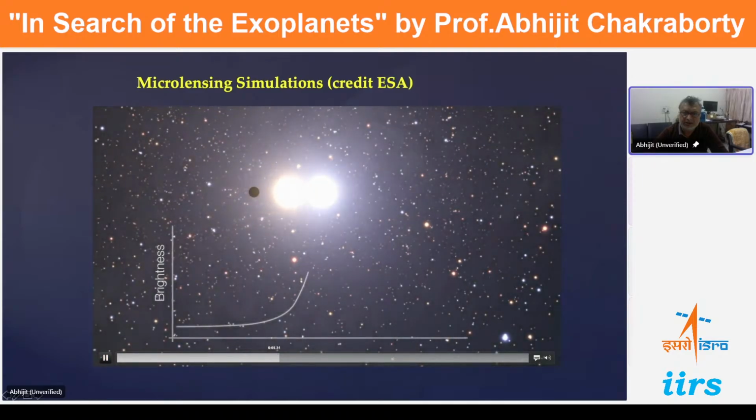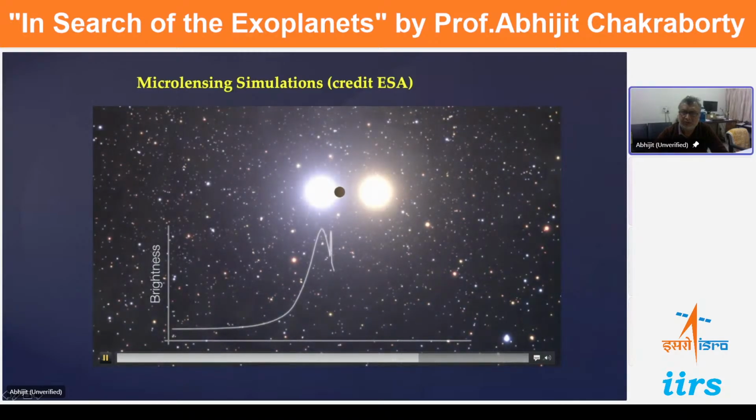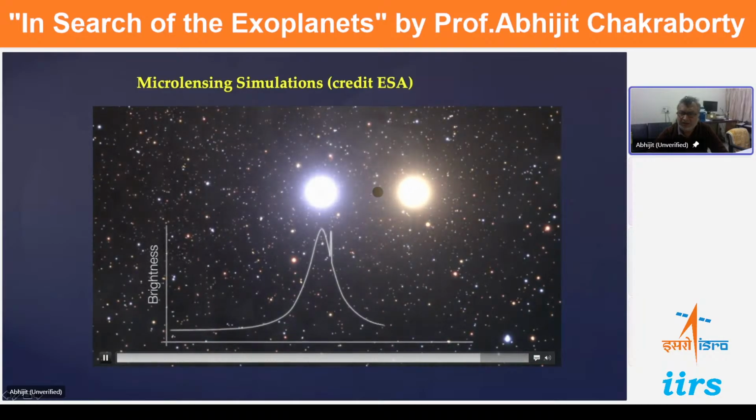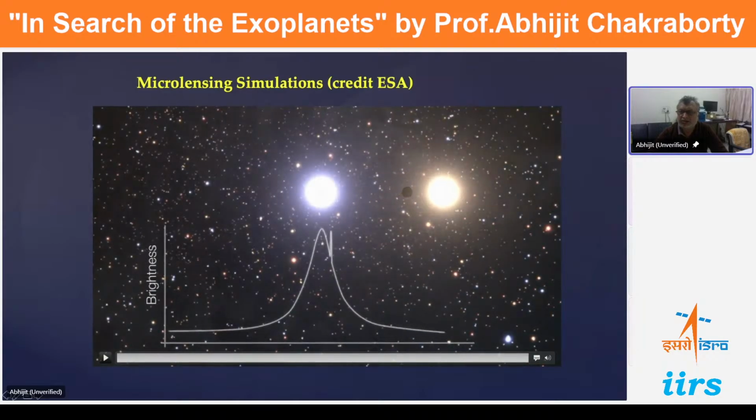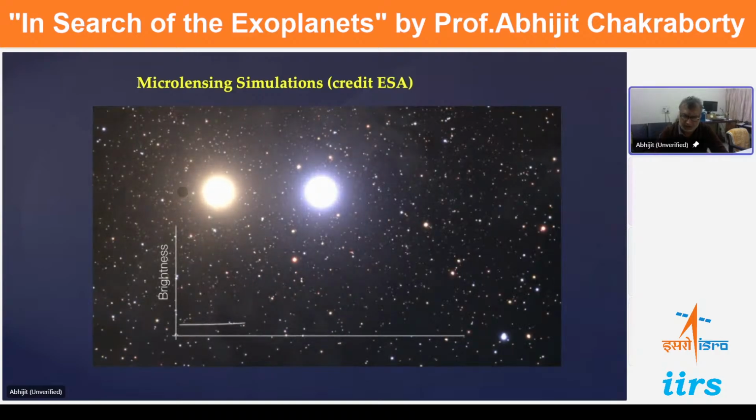So you can see that as the planet goes in front of this, it makes a small kink here. Okay, so the presence of this small kink here actually shows there is a planet around this star. Okay, this is a very crude way I showed you. There is a lot of mathematics involved.